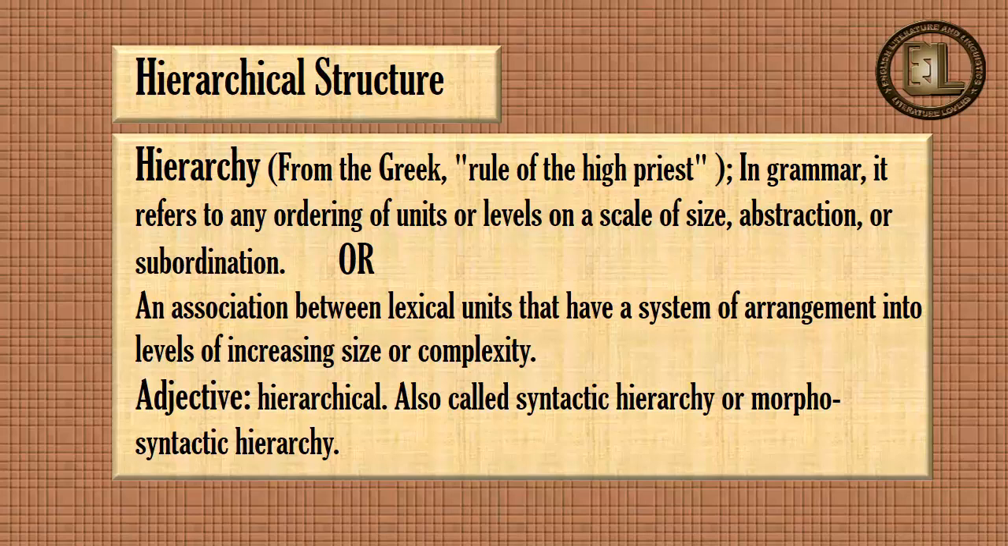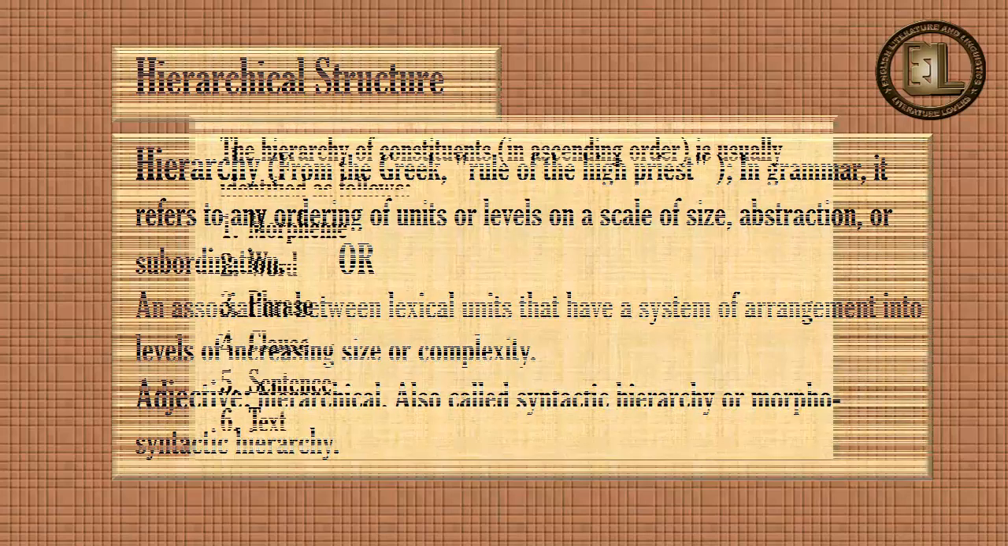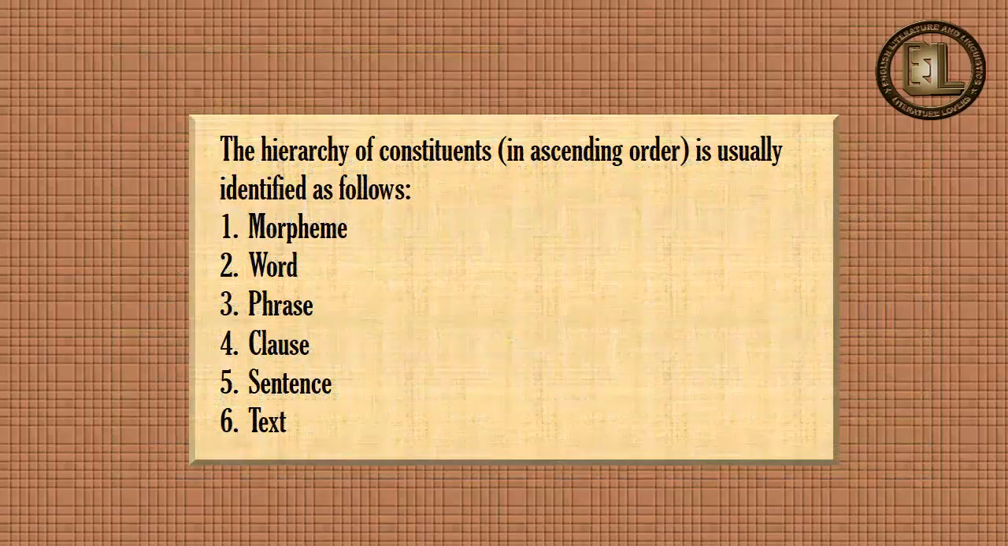The hierarchy of constituents in ascending order is usually identified as follows. Morpheme, word, phrase, clause, sentence, and text. The smallest constituent in a hierarchical structure is the morpheme, and the largest is the text.